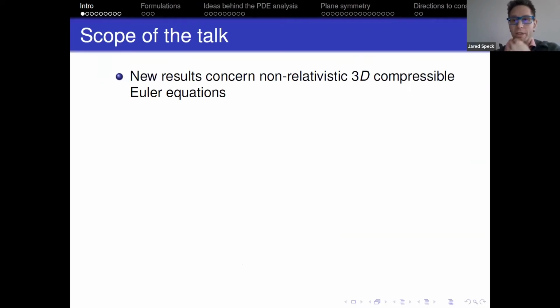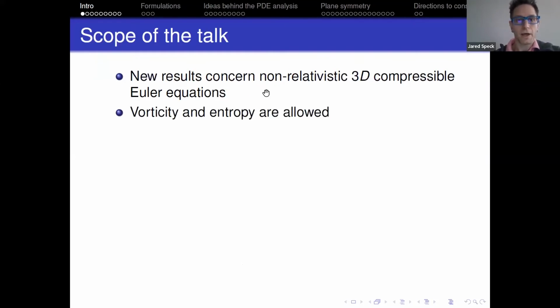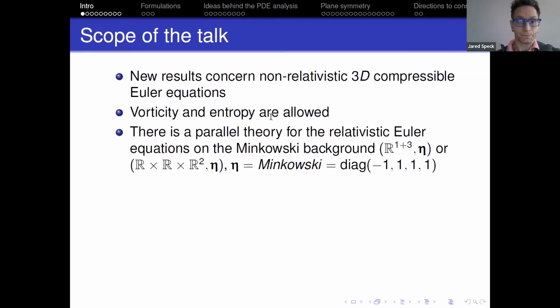Okay, so what is the scope of the talk? Well, nominally it's about 3D compressible Euler in the non-relativistic case, because this is where all the details have been written down, or most of the details. And a big consideration is that we allow for vorticity and entropy. It turns out that these terms are very hard to deal with in some ways in the context of shock waves. In other ways, they end up being perturbative terms, but I'll say more about that later.